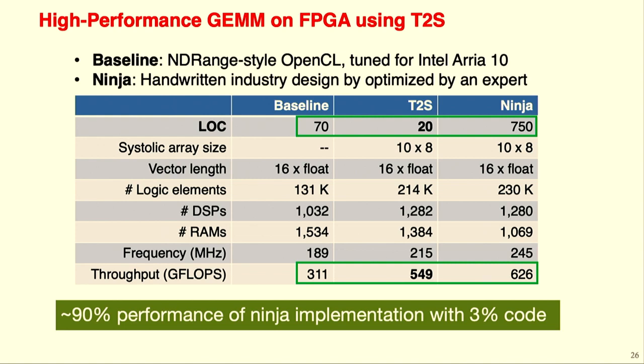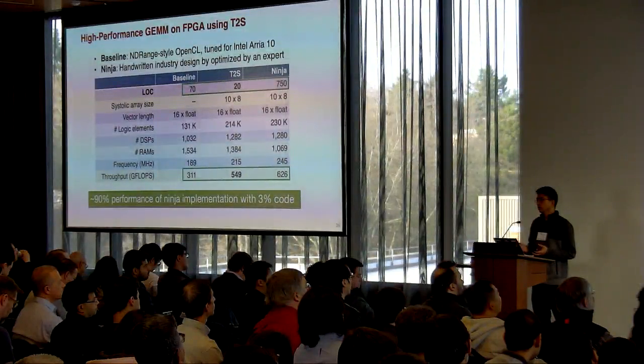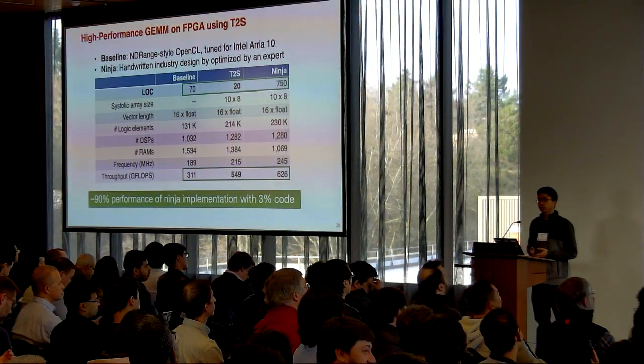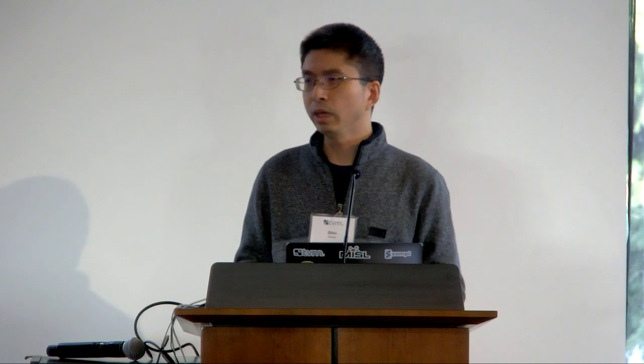So with T2S, we only need 20 lines of code to specify the algorithm, and also the spatial mapping to create this array. And you can see, in terms of performance, we close pretty much 90% of the performance gap. One of the common concerns of HLS is whether you can approach RTL design-like performance or not. So we believe that with HeteroCL with T2S, we're going to get there in a productive way.